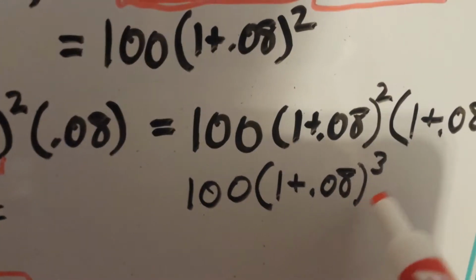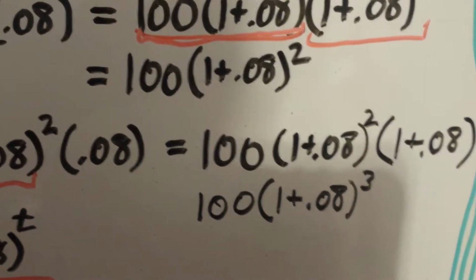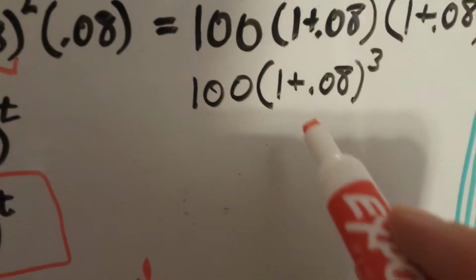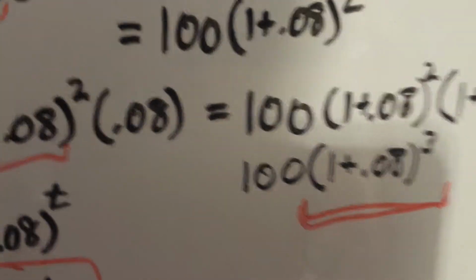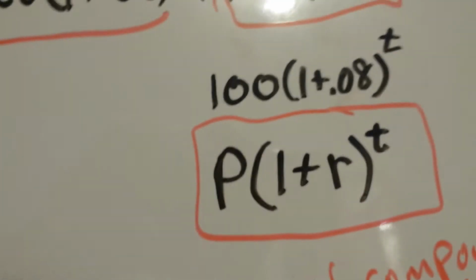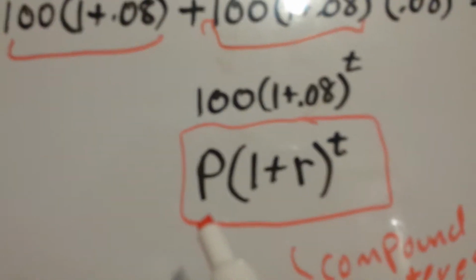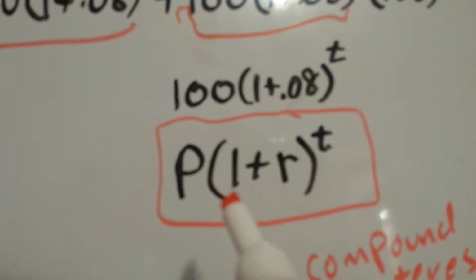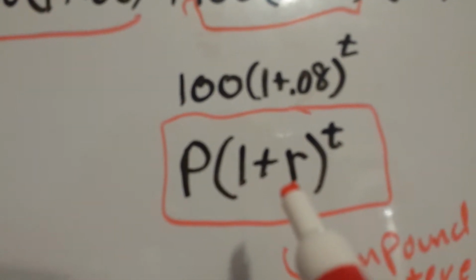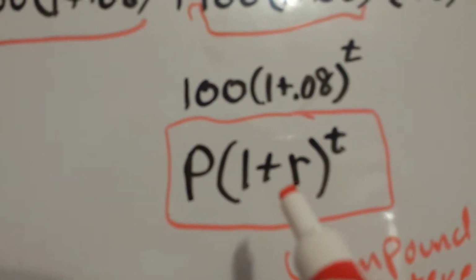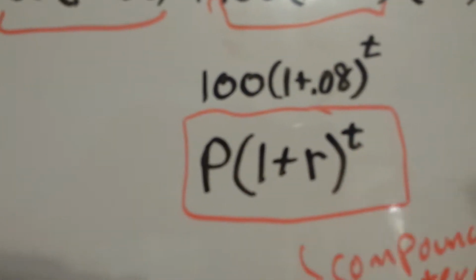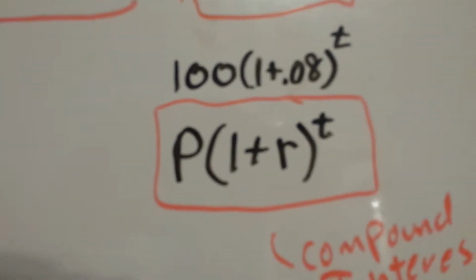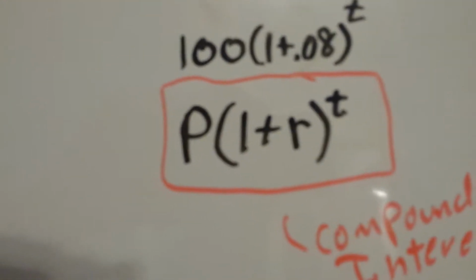Okay, and of course you see the pattern here that every time, after every year when we compound, we're just basically multiplying our original $100 by this quantity. So the formula for compound interest, of course, is P times 1 plus r, that's the rate, the percentage of the interest, to the power of t, which is how many years or how many cycles or whatever compounds happen. Okay, pretty straightforward.